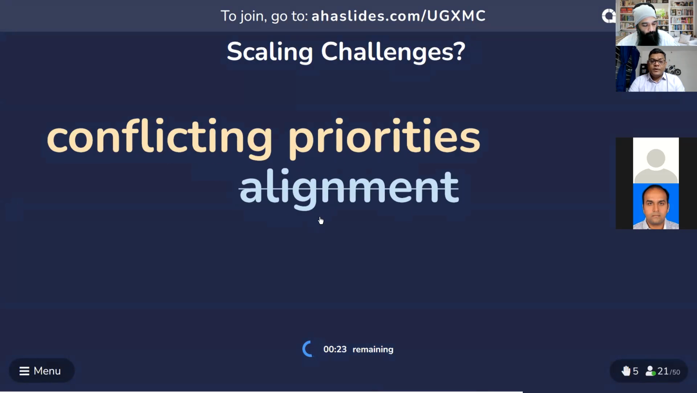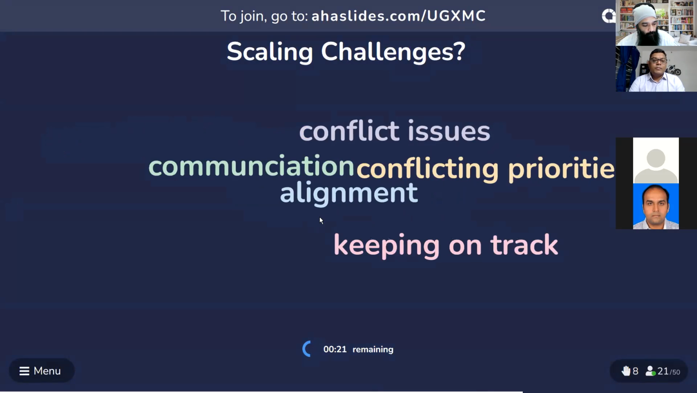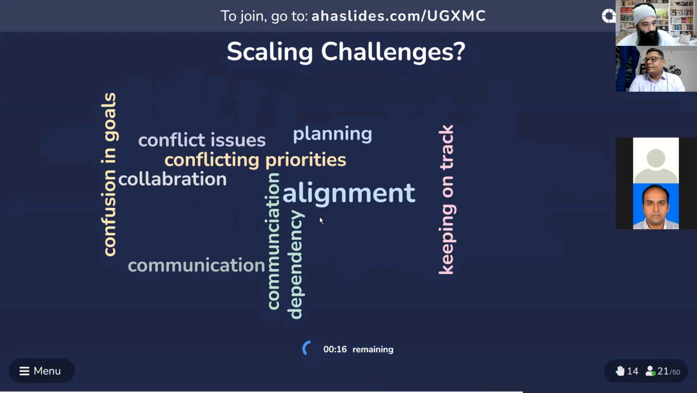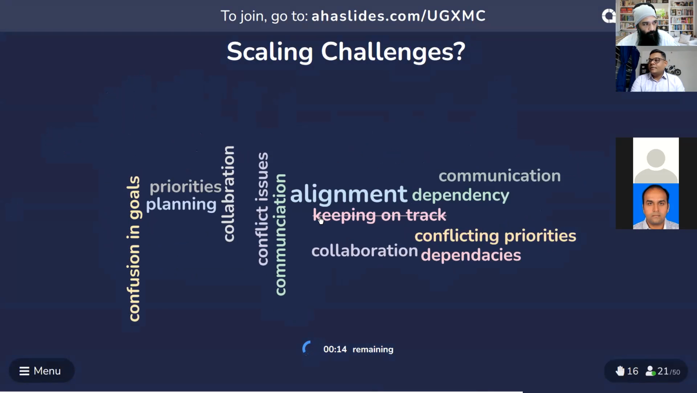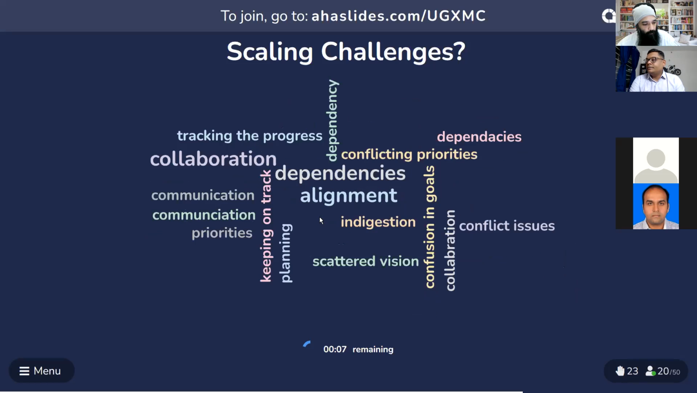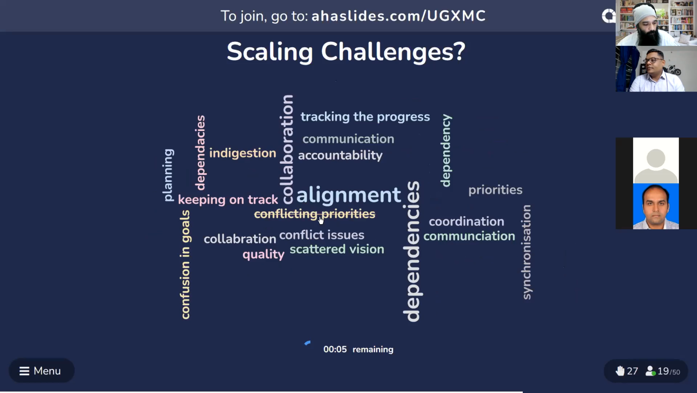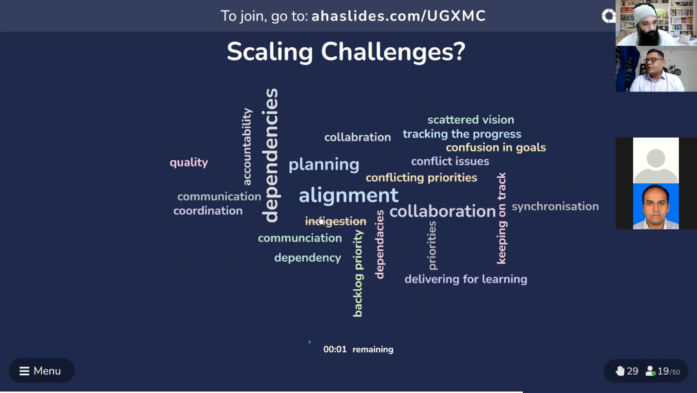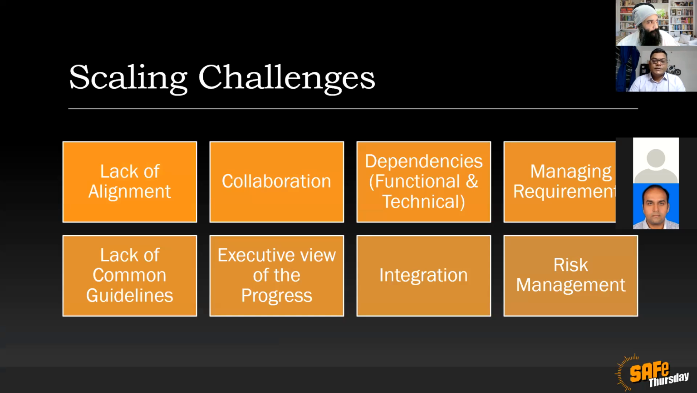Conflicting priorities, alignment, yeah, right. Is everybody aligned to the same goal, to the same vision for the product? Priorities, dependencies, yeah, dependencies, both functional and technical. Yeah, scattered vision. So these are some of the challenges that typically we see when we have such a complex system. Lack of alignment, I think that stands out.